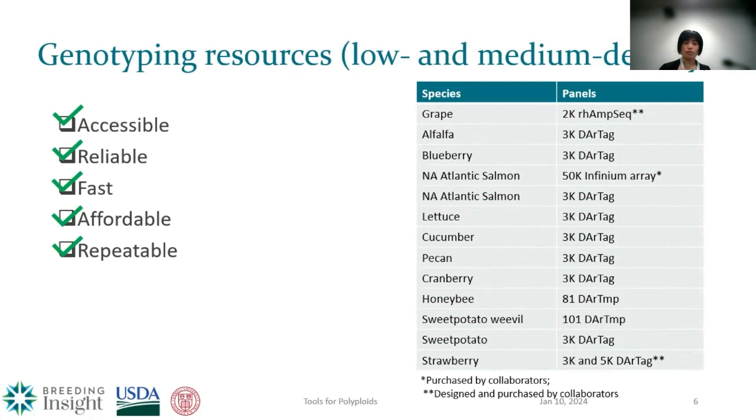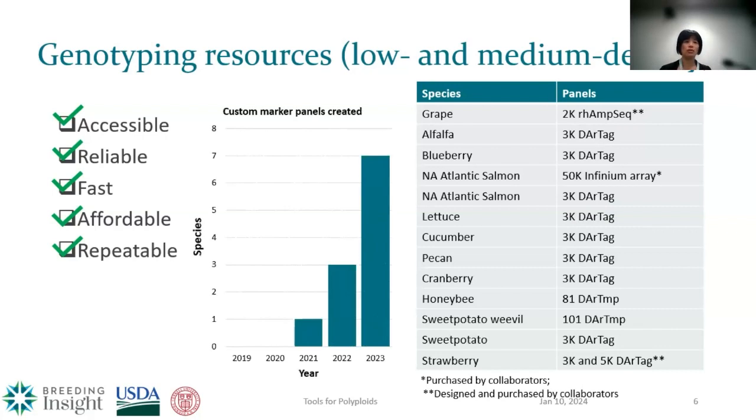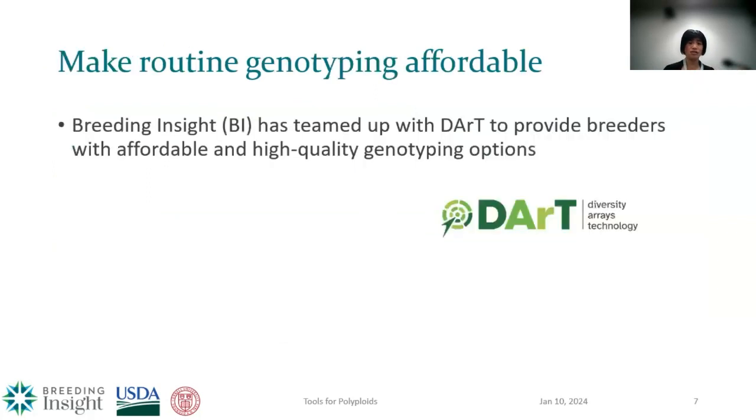Some of them, like the 2K group panel and the 3K and 5K DArTag panels for strawberry, were built by collaborators. All the rest were developed by Breeding Insight. As you can see, the majority of them are mid-density genotyping platforms comprising about 3,000 genomic loci. And this is the growth of the marker panel development over the past 3 years.